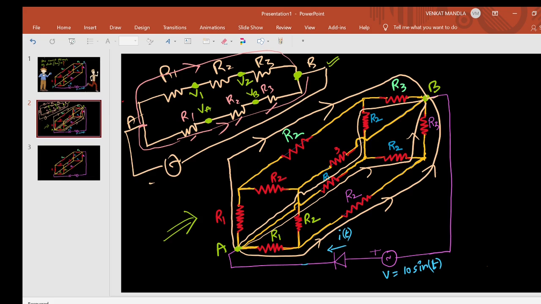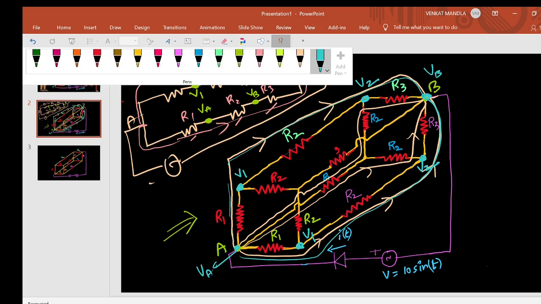So for that, this is the first path, A to B. After R1, I will assume this is V1. After R2, I will assume this is V2. After R3, let us say this is B, so VB. Here at A, we have VA. Next, this is the second path. After R1, I will assume V1. After R2, V2. After R3, this is VB.